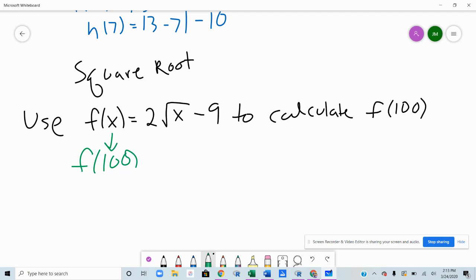So everywhere I see an x, I'm plugging in 100. So I'm going to do 2 times the square root of 100 minus 9. Notice that that minus 9 is not underneath the square root. The only thing under the square root is the 100. Okay, so my recommendation is you still use Desmos to help you with that. You just need to know, if you're not using Desmos, that square rooting means what number times itself gives you 100.